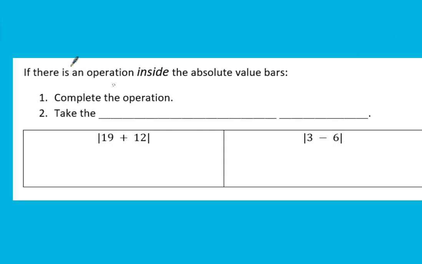In the next section, it says if there is an operation inside the absolute value bars, these are the steps that you need to complete. You first want to complete the operation, and then you want to take the absolute value. So that's the order that we're going to follow here.